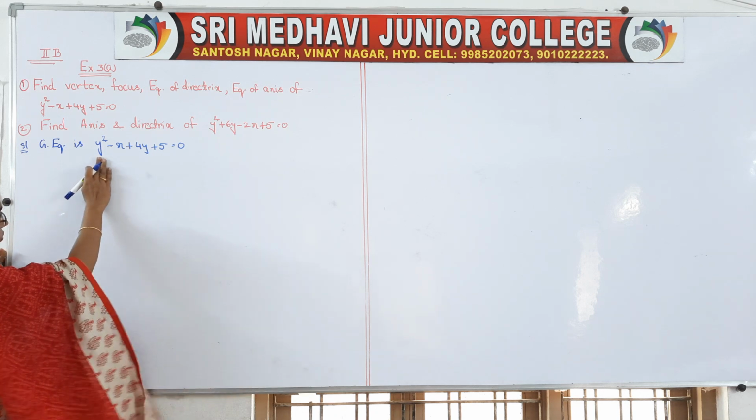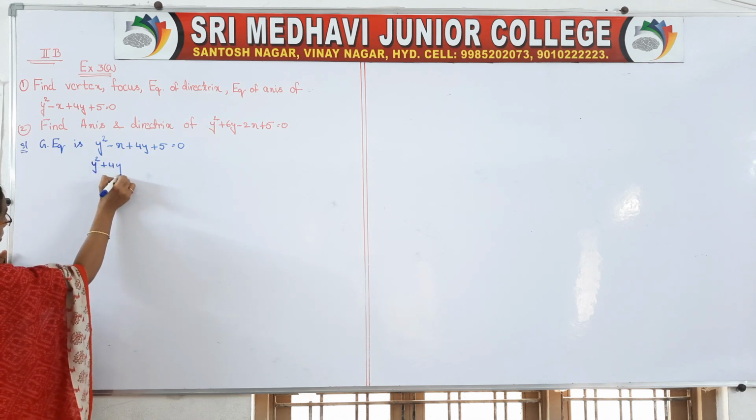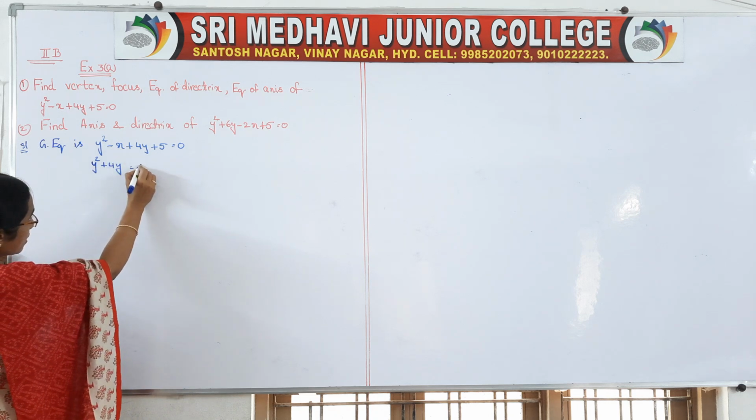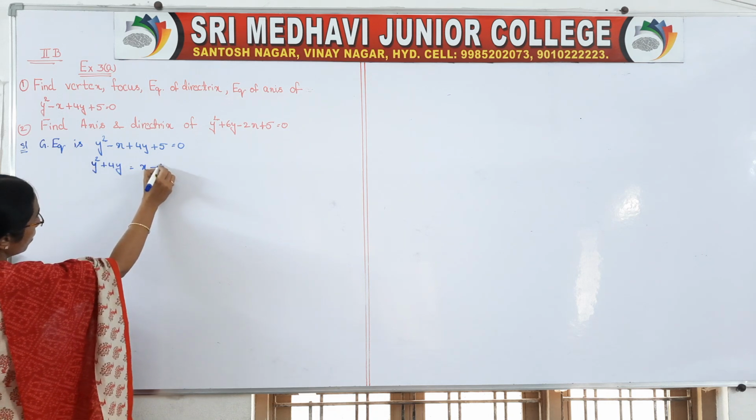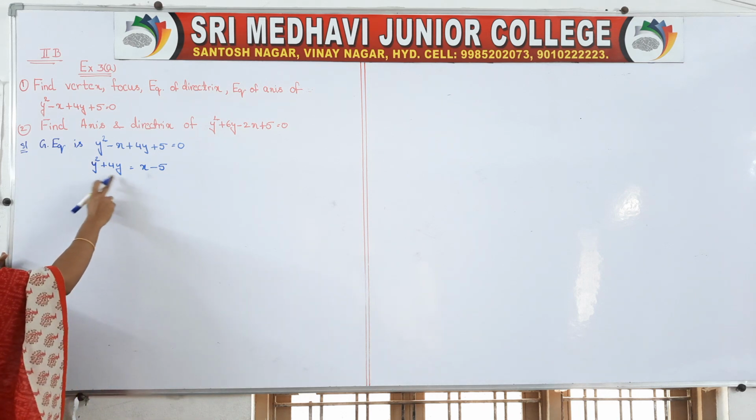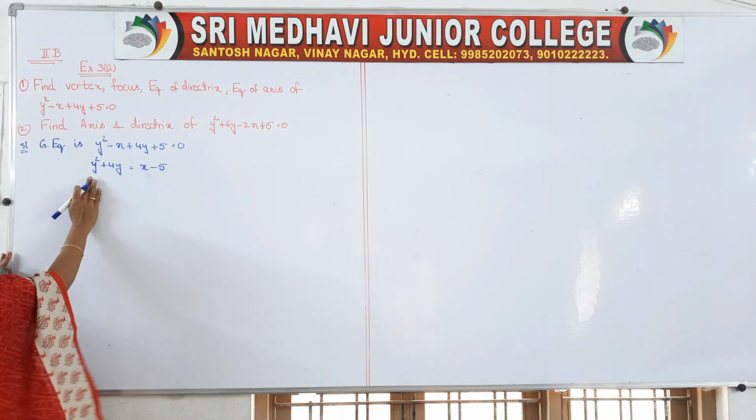So come on, how can we write it? We will write y square, that means the y terms on one side and sending the remaining terms to the other side, minus x, will be x and minus 5. Okay, so now with this we have to get the y minus k whole square form. So how will we get it?